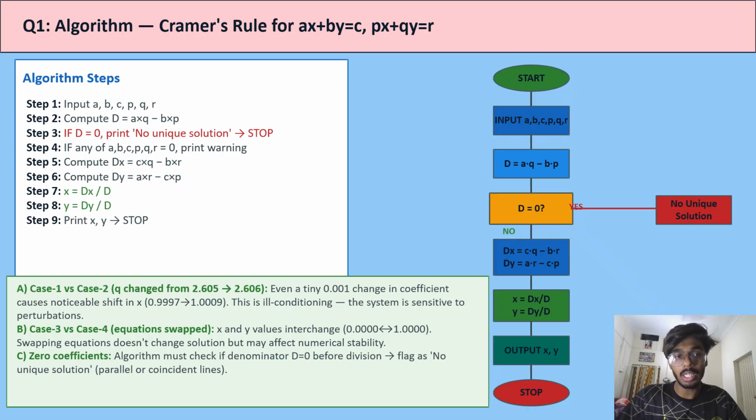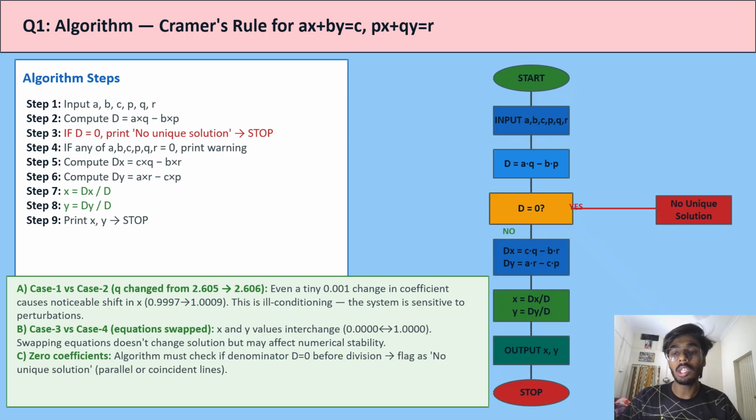The algorithm states that we have to take all the variables as input and calculate the determinant. How do we calculate the determinant? The determinant is computed by the formula a into q minus b into p. It's the cross product. The value of the determinant could be either 0 or not equal to 0. If the determinant equals 0, that means no unique solution exists for these equations, and we will stop the algorithm and terminate the question.